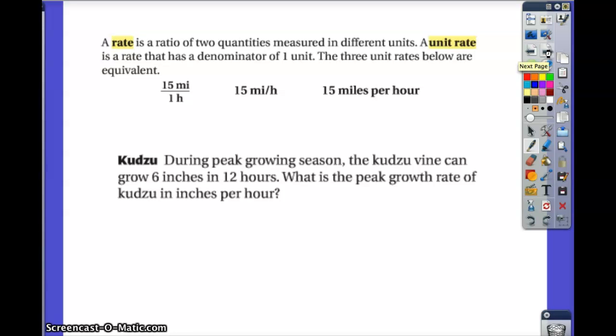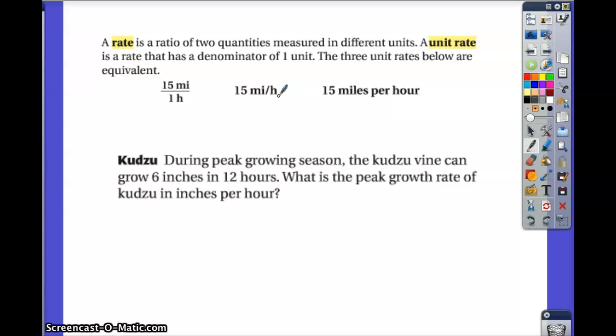Okay, vocabulary. A rate is a ratio of two quantities measured in different units, and a unit rate is a rate that has a denominator of 1 unit. The 3 unit rates below are equivalent, the same as 15 miles in 1 hour, 15 miles per hour. They'll all be considered 15 miles per hour. That would be a unit rate. A unit rate again makes the denominator 1 unit.